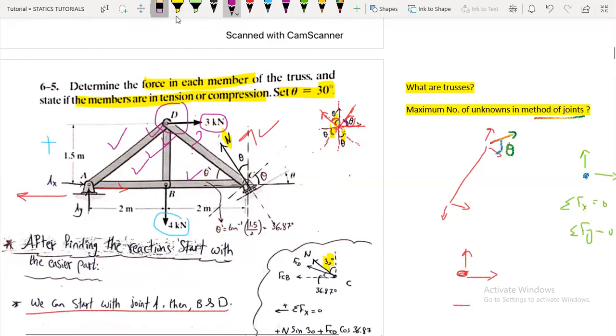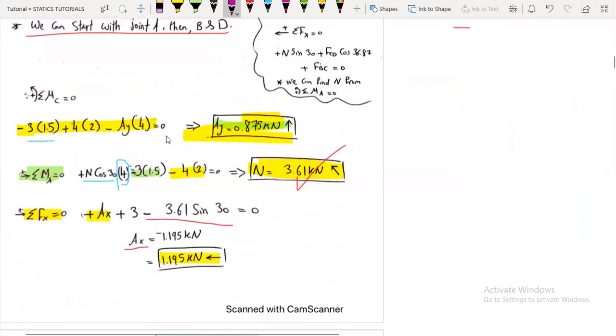Okay, but here, the angle here is what? We have found it to be what? 36.87 from tan inverse. So here we can say this angle is also what? Theta prime, which is 36.87. And also, because it's a symmetric truss, here the angle is also 36.87, okay? And here it is 36.87. So here tan inverse 1.5 over 2, okay? And here they are parallel, so this angle will be the same, okay?